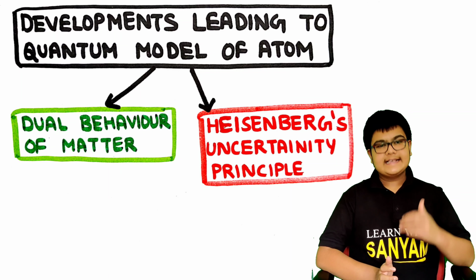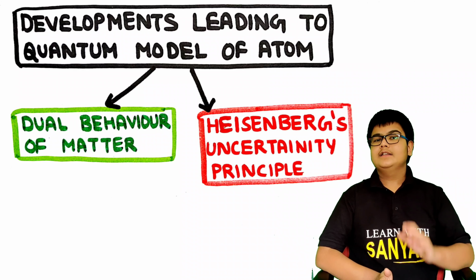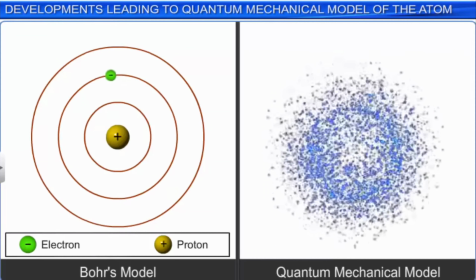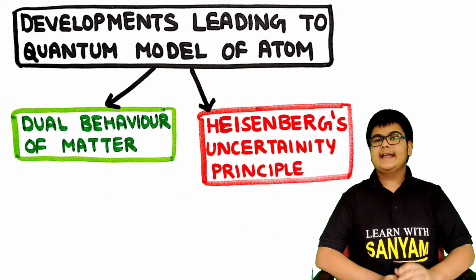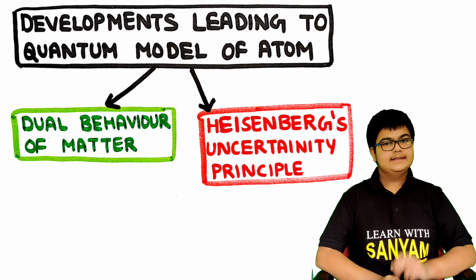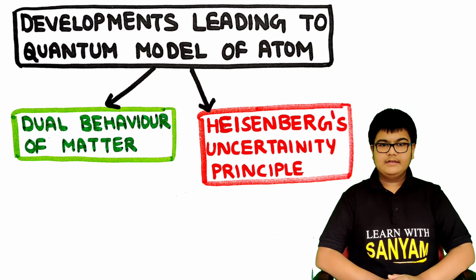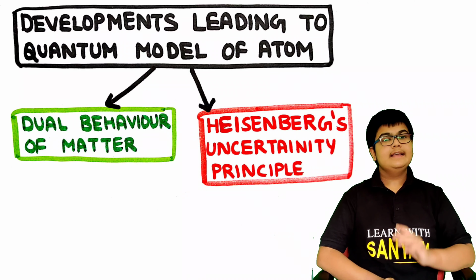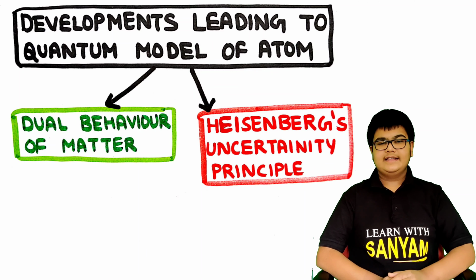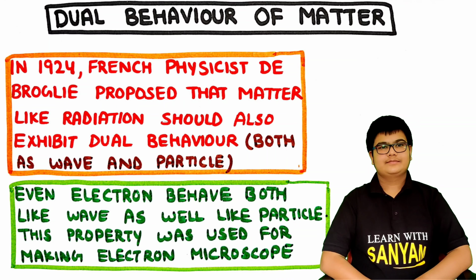So now what is the next model of atom? That is the quantum mechanical model of atom. So let's see the developments leading to the quantum mechanical model of atom. These were dual behavior of matter and Heisenberg's uncertainty principle. So let's study both of them in detail.